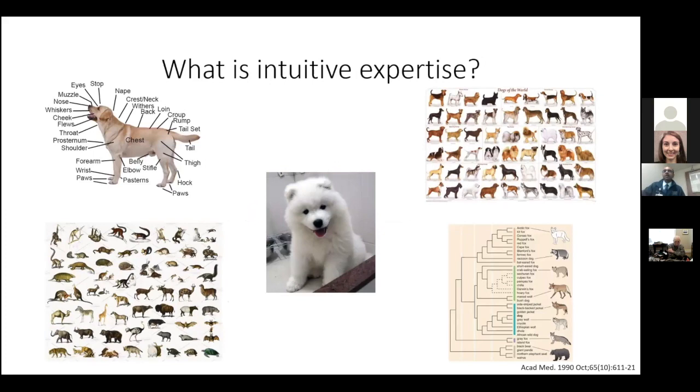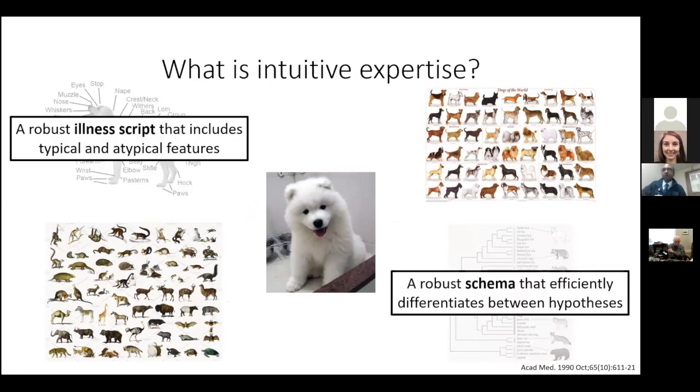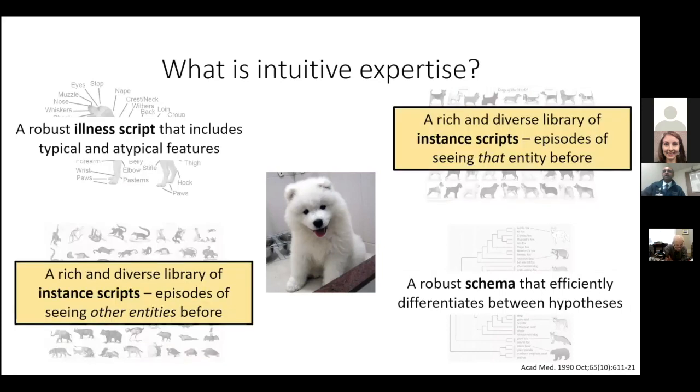It could mean that this clinician has a really great illness script for this particular dog, or has a really good schema for differentiating between dogs and other animals. But what it probably means for most really experienced clinicians is that they have a rich and diverse library of instance scripts, meaning this person has seen a ton of different dogs, including this dog, and a ton of other closely related animals for which it could be mistaken, and has the ability to extract with precision the instance script that matches this unfamiliar case the best.